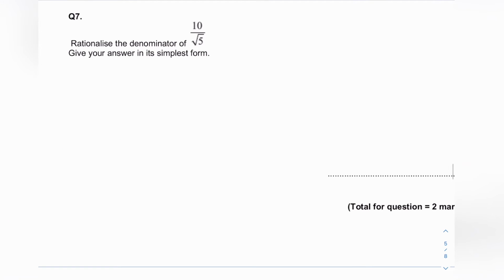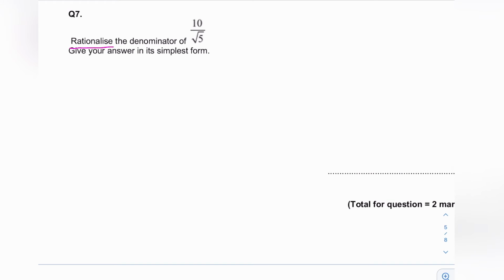Okay, so having a look at question 7, it asks you to rationalise the denominator. So if you have a surd on the bottom, then that is an irrational number. So any surd which is not a square number is irrational. So that's why it's asking you to rationalise it. What that means is you need to get rid of the surd on the bottom of your fraction, your denominator.